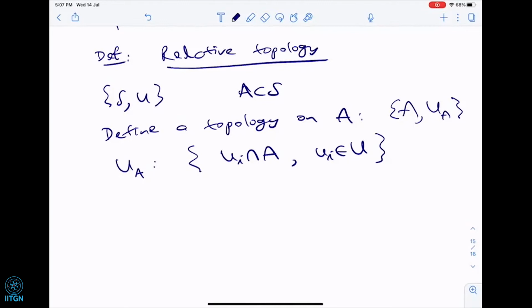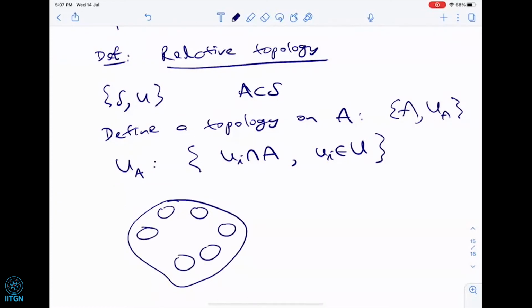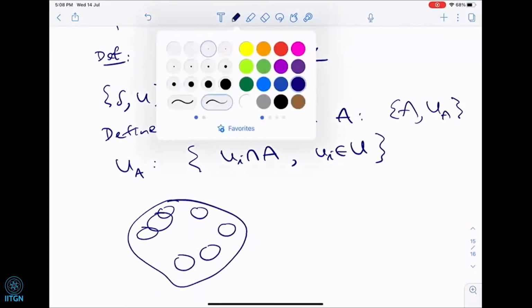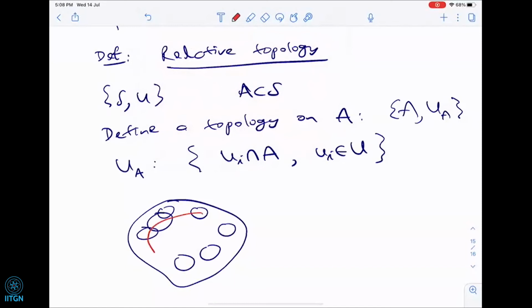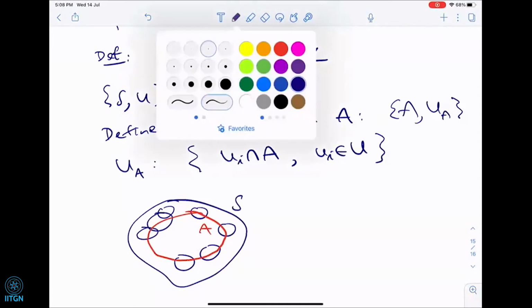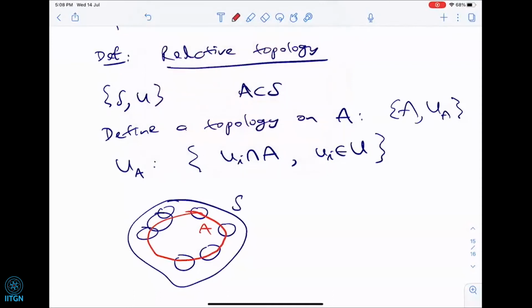Let's look at a picture. So here is my full set S, and let's say it has all these open sets. It's just meant to be very pictorial. These are various open sets. Now let A be a set like this. Okay, it's a smaller set. So this is A, while the other one was S. These blue circles are the open sets of S. Now what I'm going to say is that here are the open sets of A. Just take those and keep whatever's inside A.